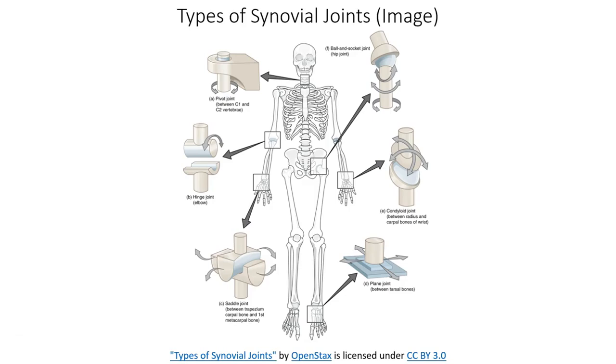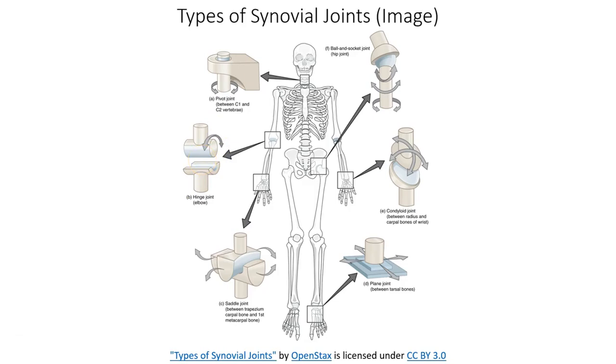And so a pivot joint, this is going to be like a post that has a structure around it that's going to pivot. So an example of this is between the atlas and axis, C1 and C2 vertebrae. So that dens process on the axis is forming that pivot point for the atlas to rotate around. So that's one type of synovial joint. All right. Next up is a hinge joint. We see this with the elbow as well as the knee.